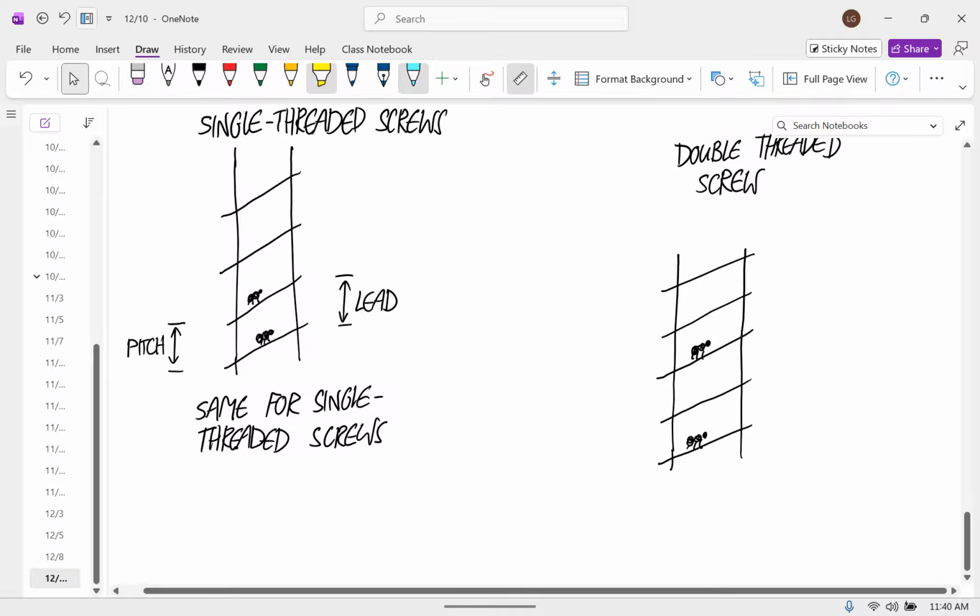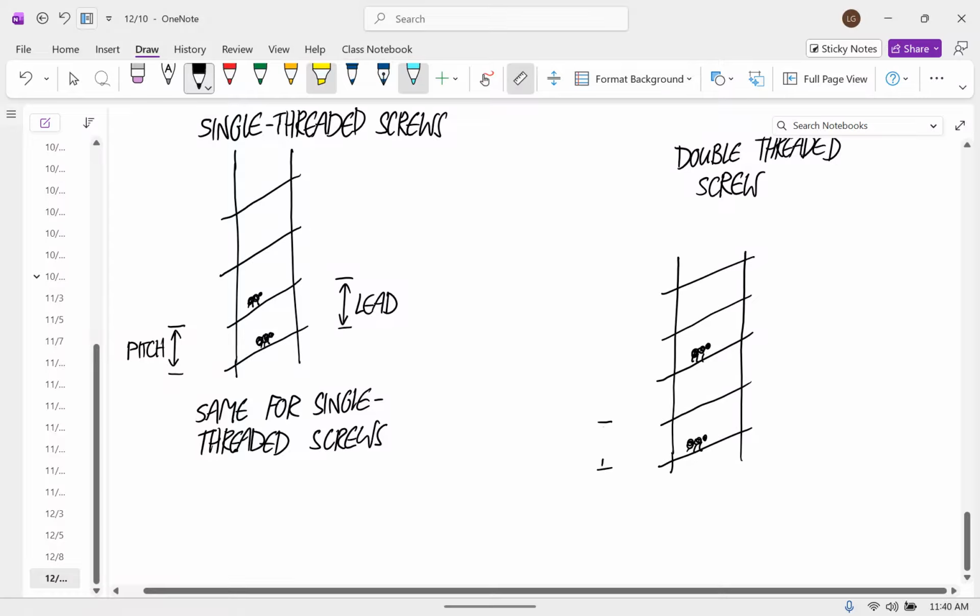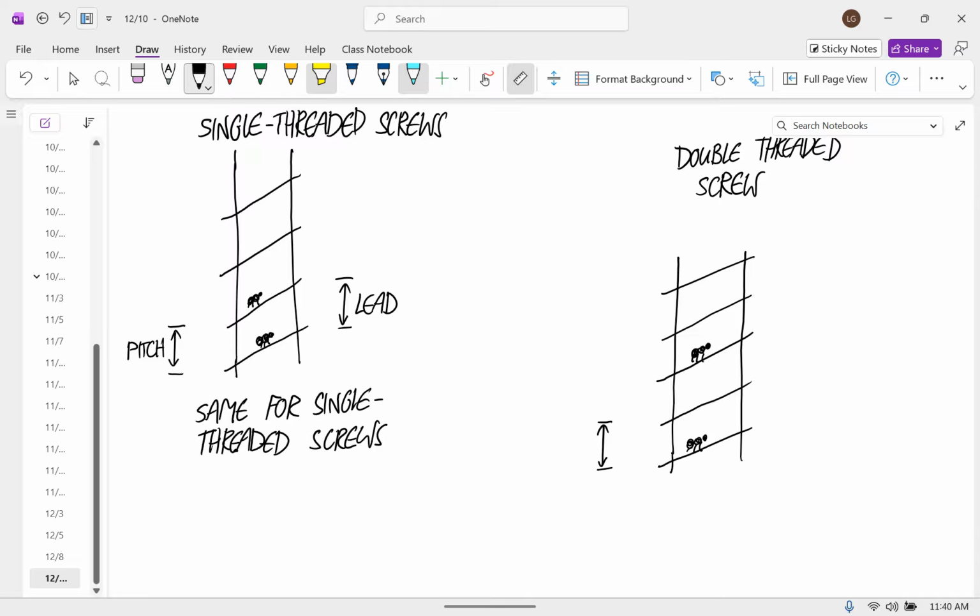And the meaning of the pitch is how close adjacent threads are to each other. So pitch still means the same thing visually, but the lead has to do with where that single thread goes. So the lead in this case is twice as big as the pitch. So in this case, L is equal to 2P. In this case, L is equal to P.